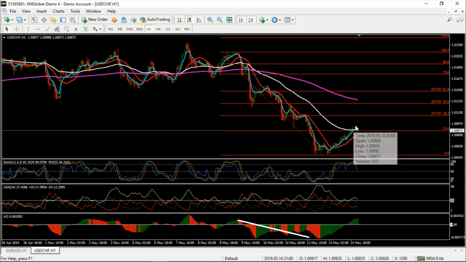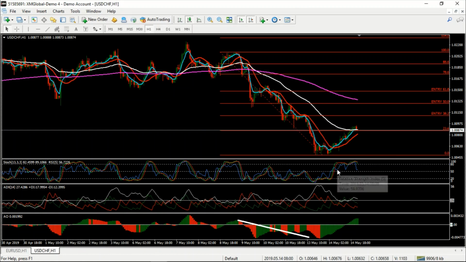Above the 50 moving average. Right, so you can see that we did cross over slightly above the 50 moving average. So this will indicate to us that we are in the process of forming an uptrend. Also over here, we've got the RSI, which is still trading above the 50 level, which shows us that the market is in a bullish trend.